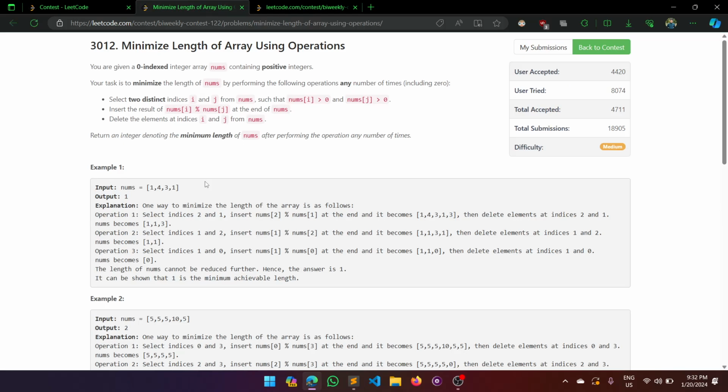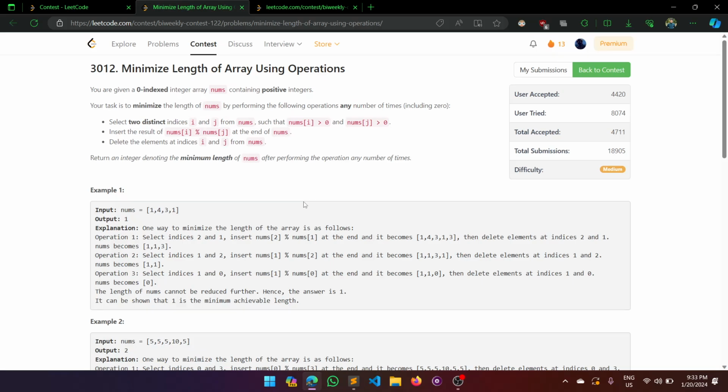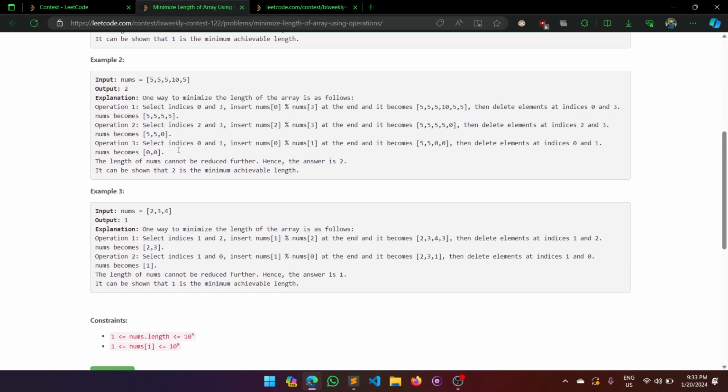I'm going to third and fourth. Yeah, so the question was, I have to minimize the length of the array as much as possible, and the operation that is allowed to us is, we can pick two indices, let's say i and j, such that their values are greater than 0, then we can remove both of them and insert the modulo of nums i and nums j into the array, into the nums, right? So we just have to tell what is the minimum length of nums that we can get after performing this any number of times, right?